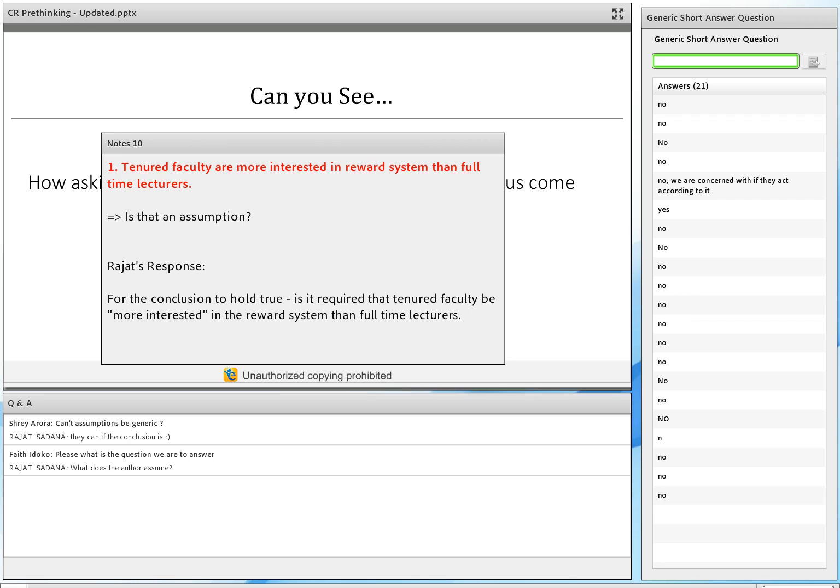But if you have this framework, you're going to ask: is that required? If that's not the case, does it falsify my conclusion? And the answer to that is no. Why? Because we don't care about this term "more" here. The comparative term over here is not important.